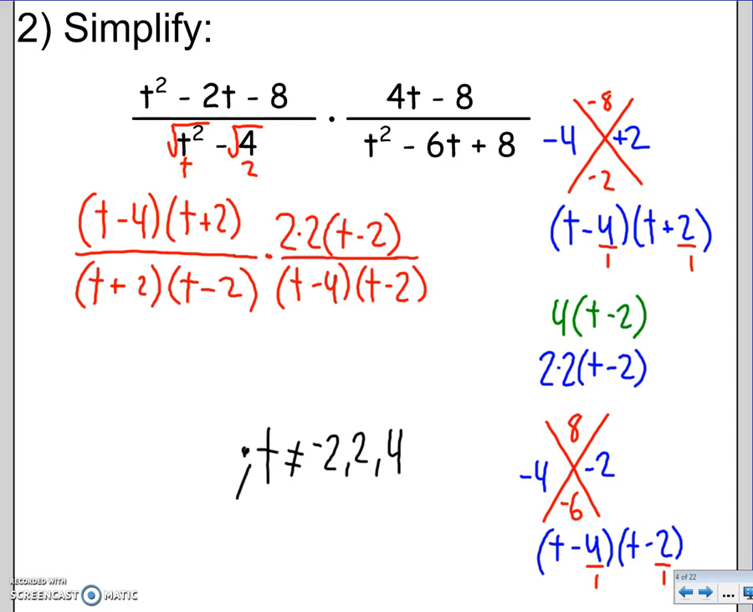Last thing is cross out. t minus 4, t minus 4, t plus 2, t plus 2, t minus 2, t minus 2. That's it. So all I have left on top is that 2 times 2. And when they're single numbers or single letters, you must multiply them back together. So top's really 4. The bottom is t minus 2.